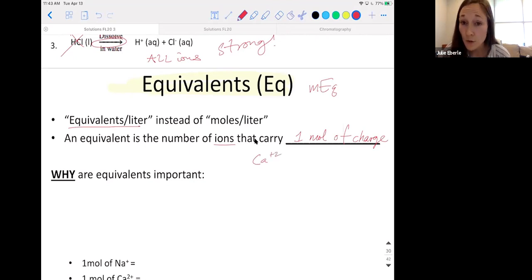So as long as you can identify the charge on an ion, you can identify how many equivalents are present depending on the concentration of the ion. So aluminum has a +3. Okay, so we're focusing on the charge associated with ions.